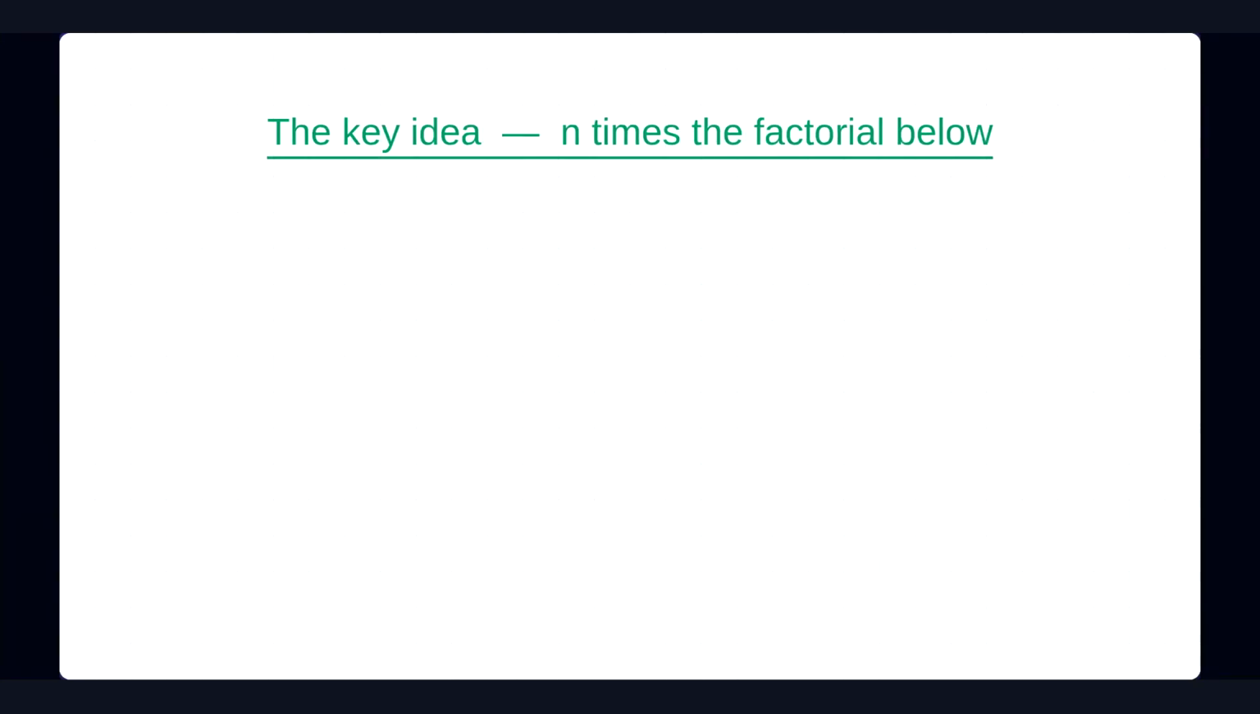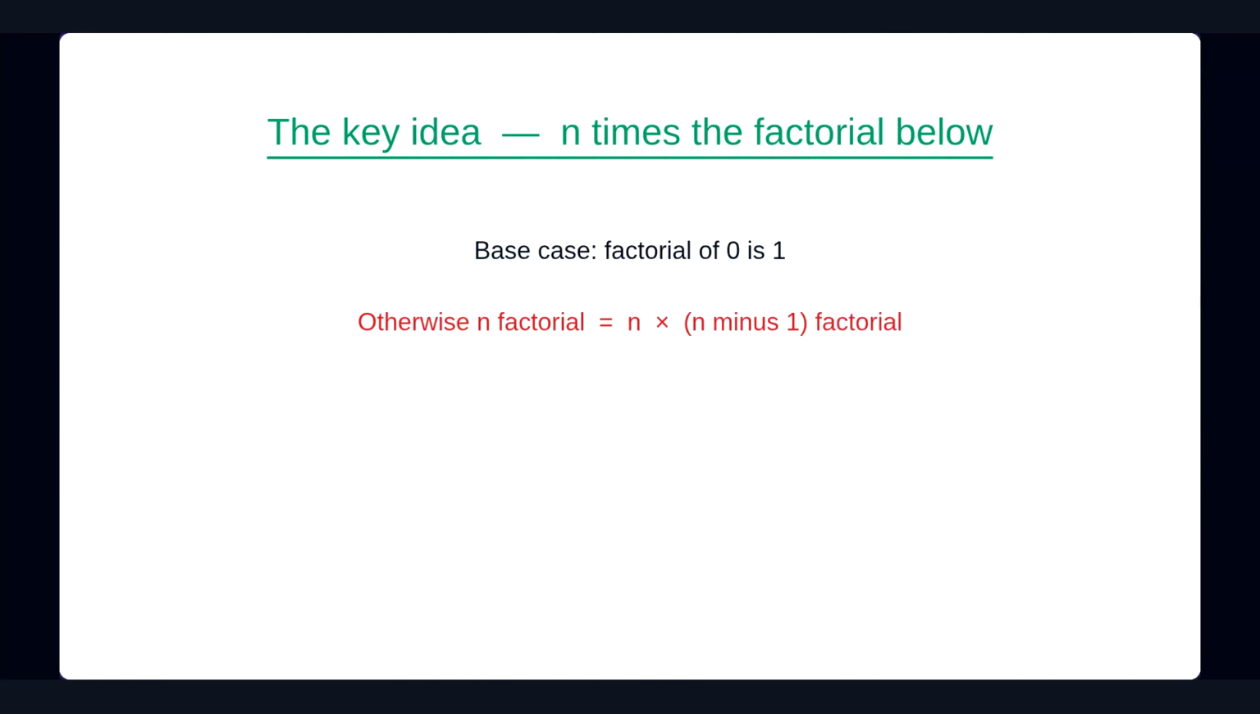A factorial is built from the one just below it. N factorial is simply n multiplied by n minus 1 factorial. So we let the function compute the smaller factorial, then multiply by n. The calls go down n, then n minus 1, then n minus 2, until n reaches 0. Factorial of 0 is defined as 1, and that is our base case, the anchor.